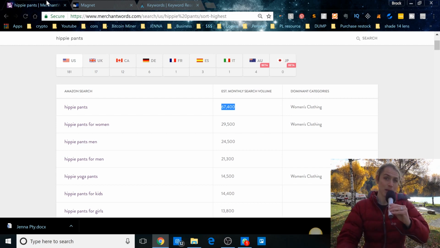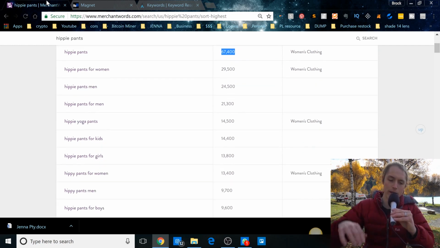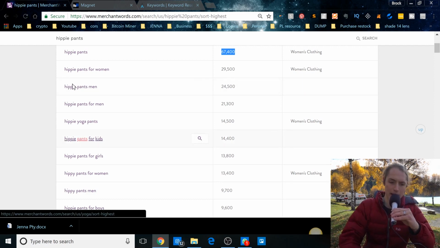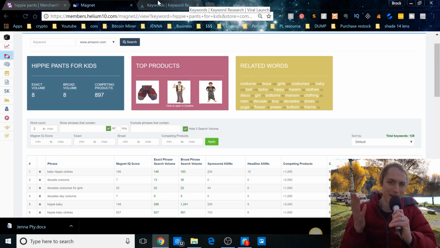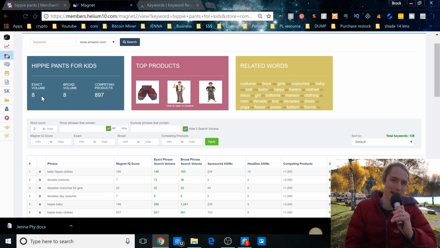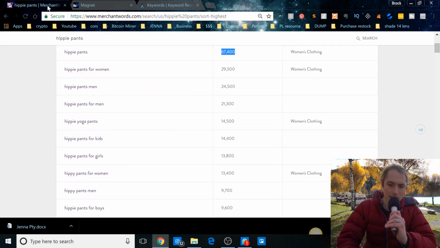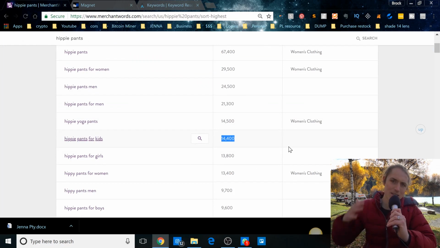It finds some of them, but when it finds you correlated terms, they aren't always correct on the amount of search volume. So it may say, for example, hippie pants for kids. Let's go with that one. We've looked up hippie pants for kids on Magnet with Helium 10, and there are only 8 exact searches per month for this keyword, while Merchant Words is telling us that there are 14,400. This is very, very dangerous. You may have thought, look at the market hole for hippie pants for kids.